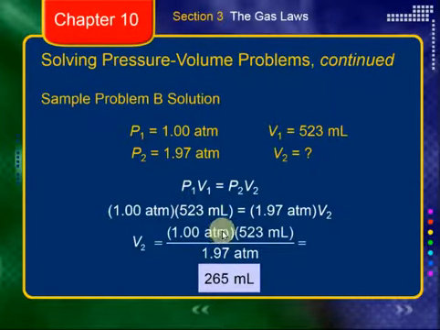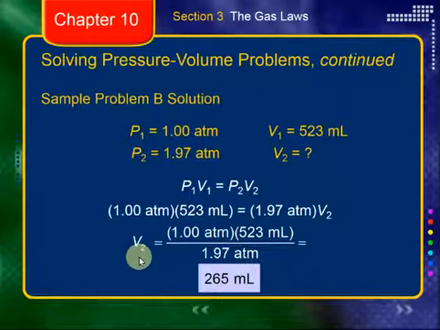Now look what's going to happen with our units. We have atmospheres in the numerator and atmospheres in the denominator, so those will cancel. Is there anything to cancel out this volume? Do we see milliliters anywhere else? No. So milliliters as a unit will remain. And so when we plug and chug these numbers, we'll get 265, and the units will be milliliters, which makes sense because this is volume.